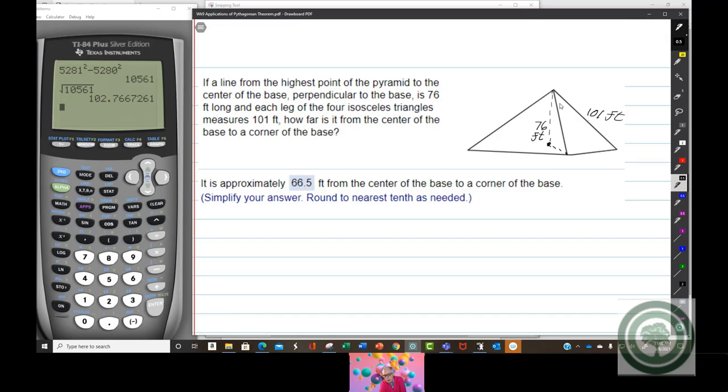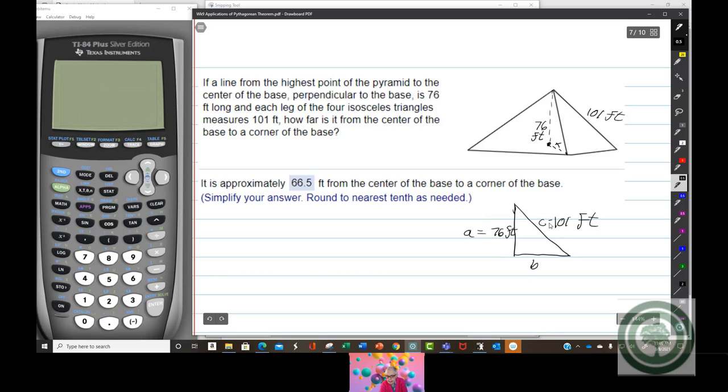From where this perpendicular lands on the base of the pyramid out to a corner of the pyramid. So we're trying to find that, so we can call it X. Is it 101? Yeah. Okay, so this is 101. And so if we were to take it out and show it in just blackboard style, we would have this 76-foot dealy. We would have the length out to the corner, and we would have our 101-foot thing right there. So let's let this be A, and let's let this be B, and that of course is C, there's no choice there.